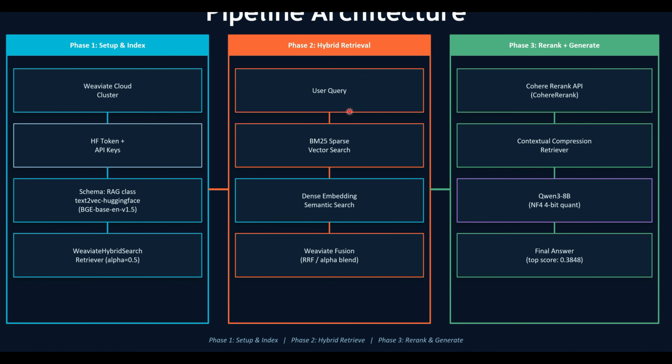So this is the same architecture pipeline which we have just discussed, in another representation. However, it is not that graphical; it just fits in a PowerPoint presentation. Similarly, we have divided it into phases 1, 2, 3. In phase 1, we are doing setup and index. Phase 2, hybrid retrieval. Phase 3, rerank and generate. So let's move to the next slide.